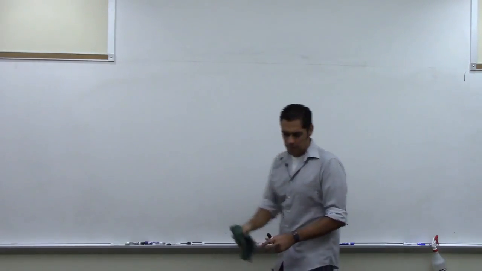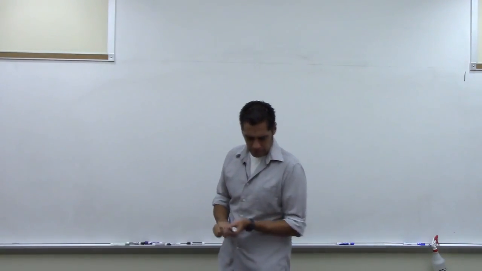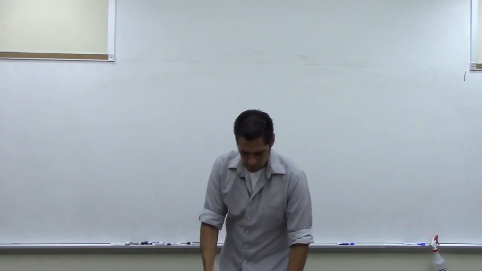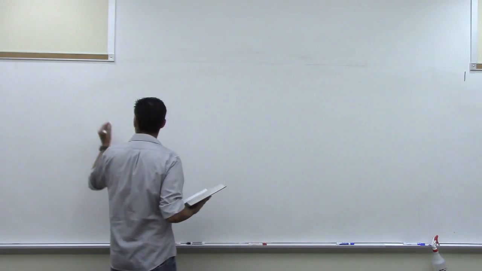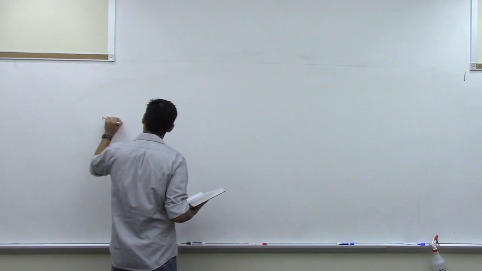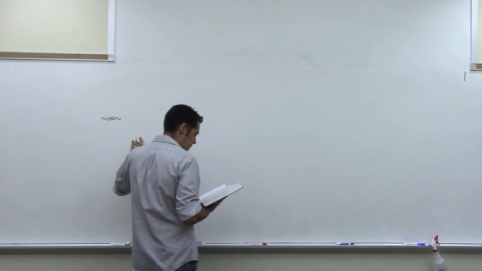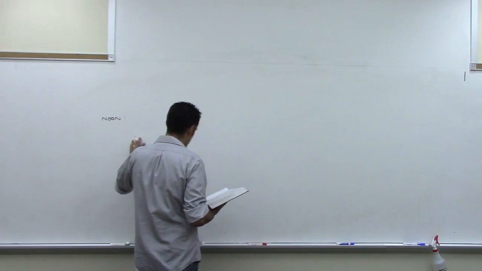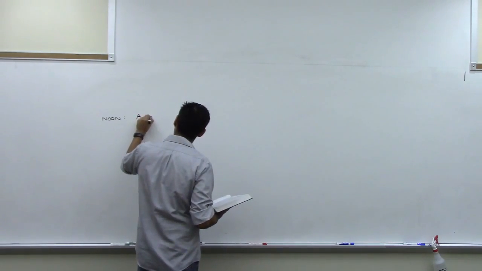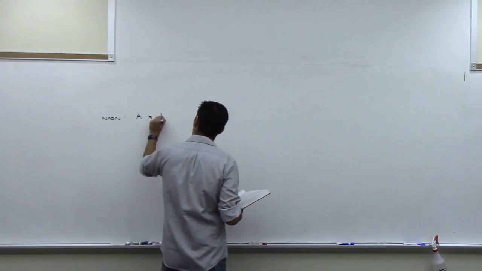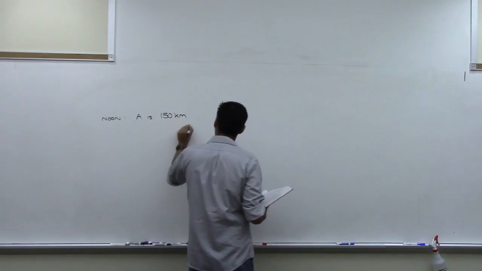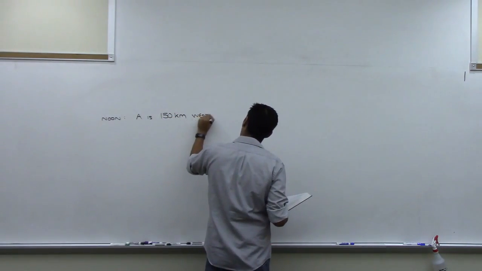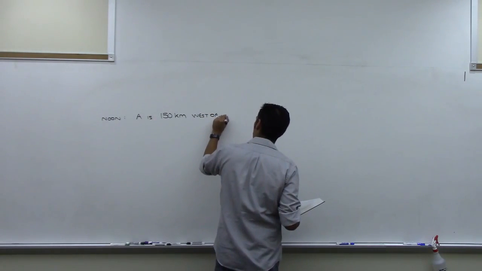All right, this one's going to be tricky. This one's different. It's very strange. At noon, I'm just going to start writing things down. At noon, ship A is 150 kilometers west of ship B. I'm going to just put B.